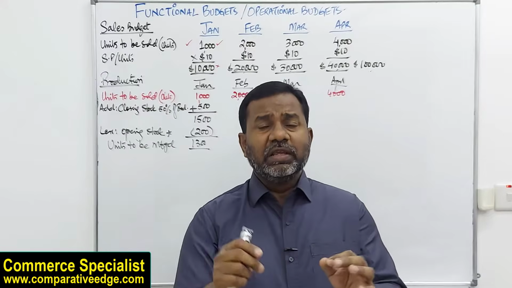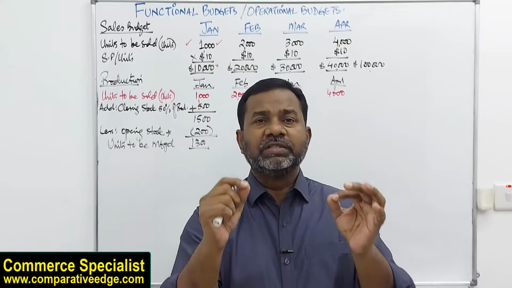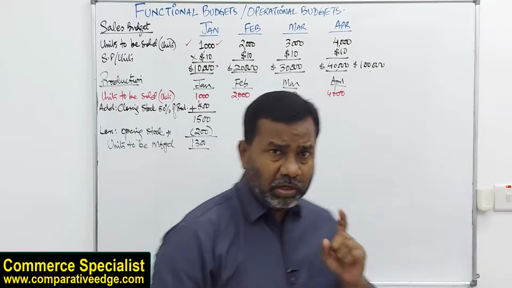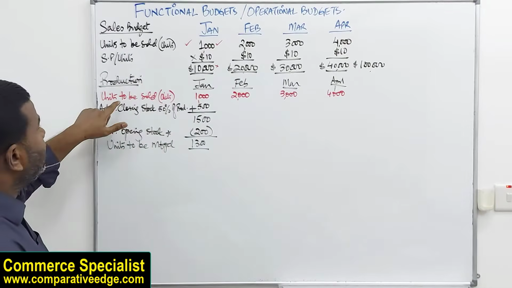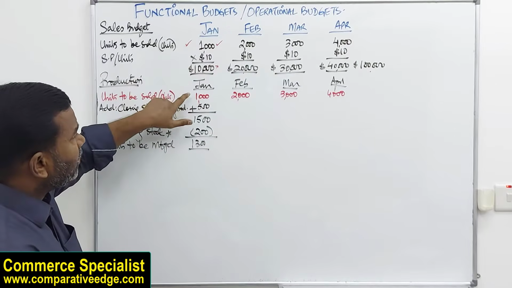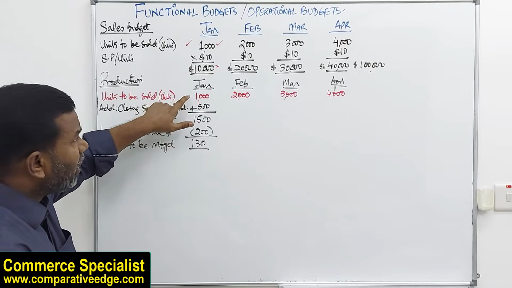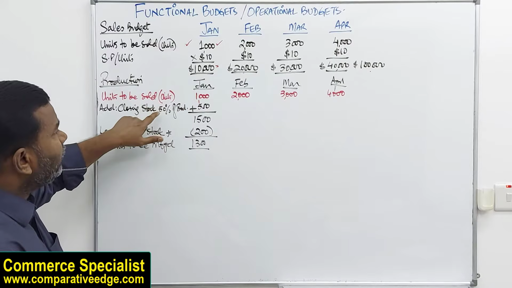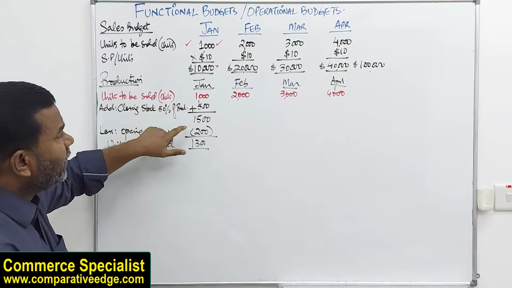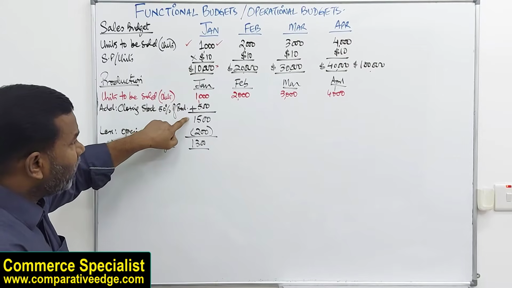Please remember, there is a particular step, sequence, order we follow when we are making the production budget. What is the first step? Start with units to be sold. Where do you get it from? From sales. 1000 units to be sold, but we will not make only 1000. We make 50% extra. So 50% of 1000 is 500, which means we want to keep 500 units extra.